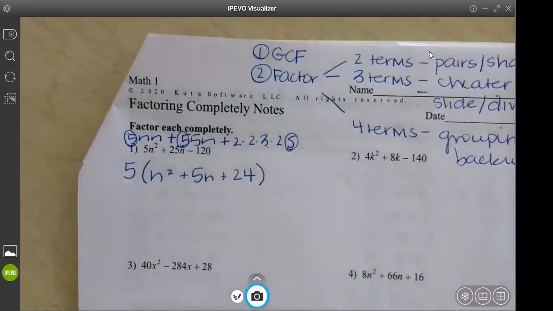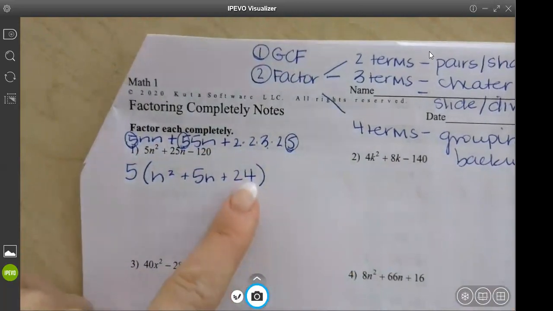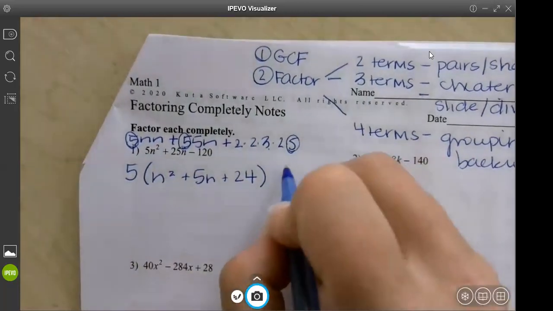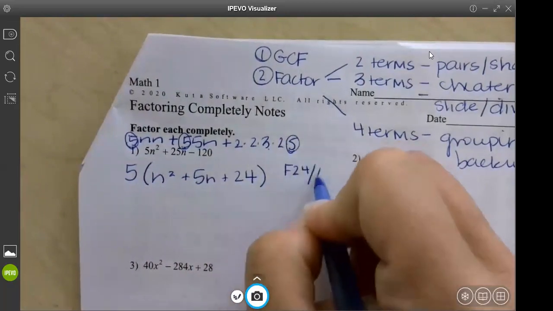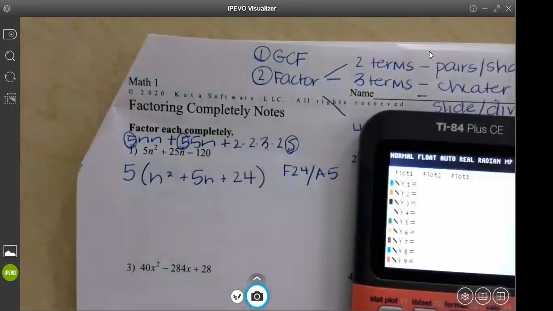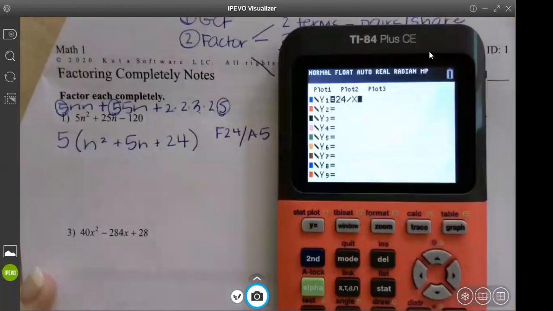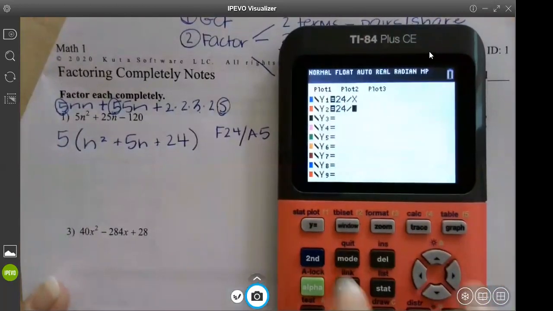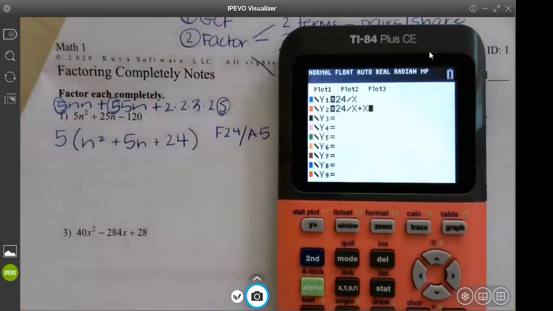So we're not done. What we did was pull out our GCF so we could do cheater method now because there's no number in front. So what are your factors of 24 that add to 5? And that's on your calculator, and I don't even have one. So if y'all need one, jump up and get it. Remember to do that. We just put it in our calculator: 24 divide x, and 24 divide x plus x.